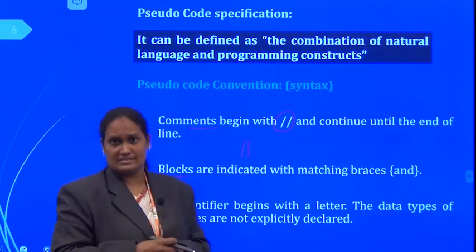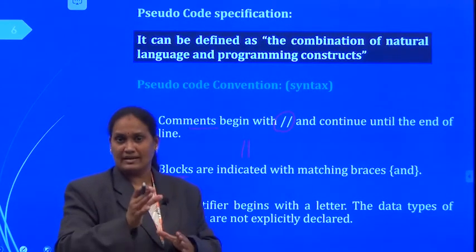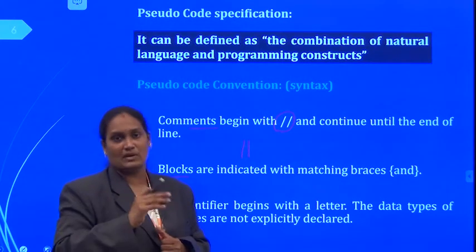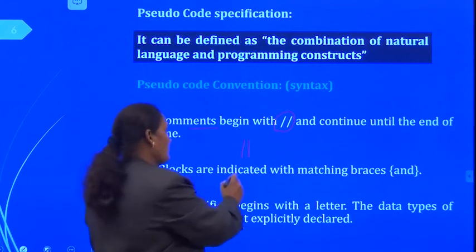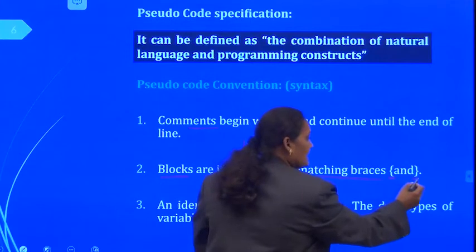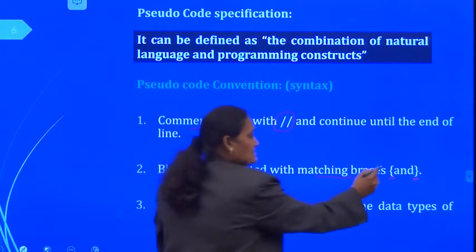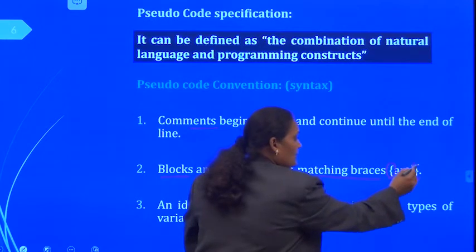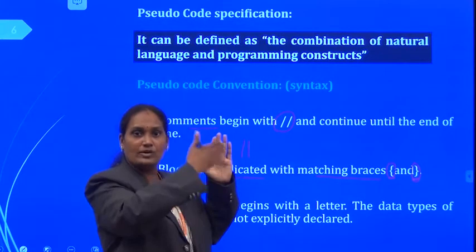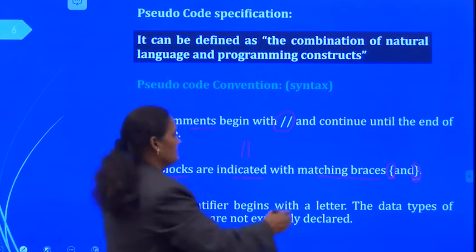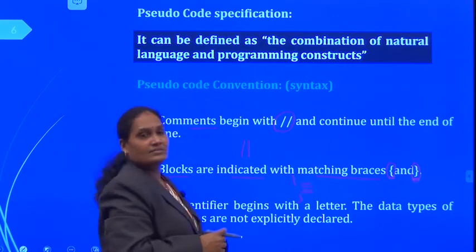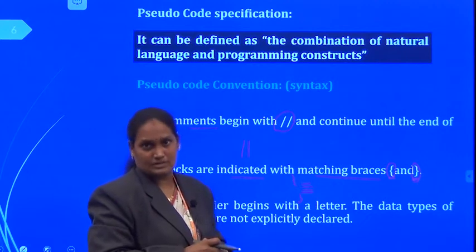Next, blocks. What is a block? A set of statements is called a block. How to represent blocks? Blocks are indicated with matching braces, an open brace and a closed brace. Within those braces, we represent a set of statements, which is called a block.